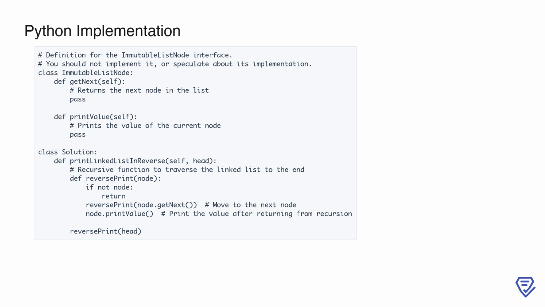5. Edge cases. If the list is empty, head is none, the function exits gracefully without printing anything. The function handles lists of all lengths, including a single node. This implementation is clean, concise, and adheres to the constraints of immutability, making it well-suited for the problem's requirements.